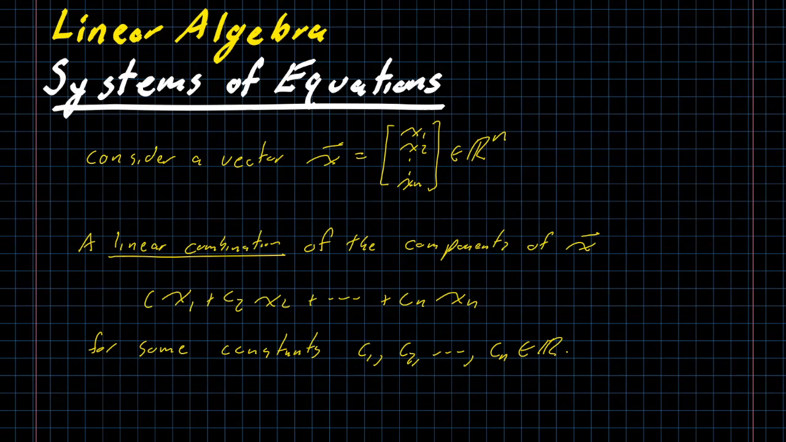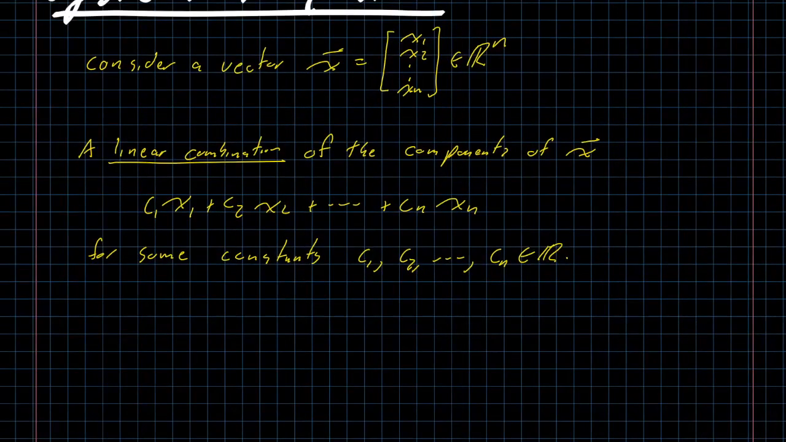So if we have some c1 times our x1, some c2 times our x2, all the way through to cn times our xn, we add all those things together. We call that a linear combination of the variables x1, x2, down through to xn. Linear combinations are the heart of linear algebra. So thinking about this as building up linear combinations is the big idea.